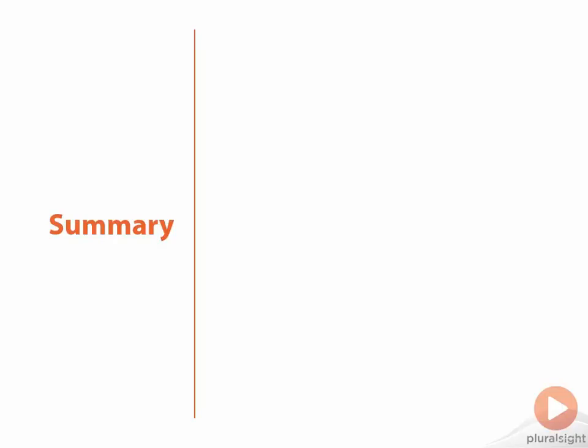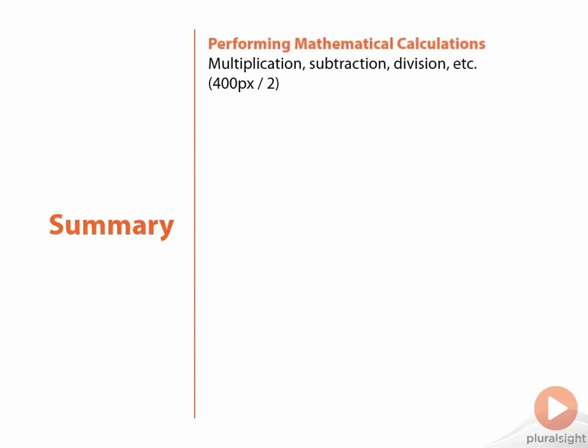So that brings us to the end of this module on advanced SAS features. In this module, we started off looking at some of the mathematical calculations that we can perform in our SAS file, such as multiplication, subtraction, and division. And if we're using the division operator without any variables as part of the division, we have to tell SAS to perform a division explicitly by surrounding the calculation in parentheses.